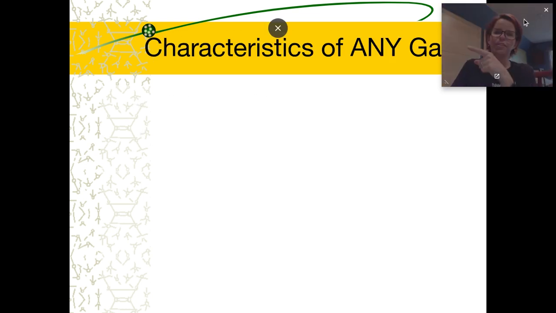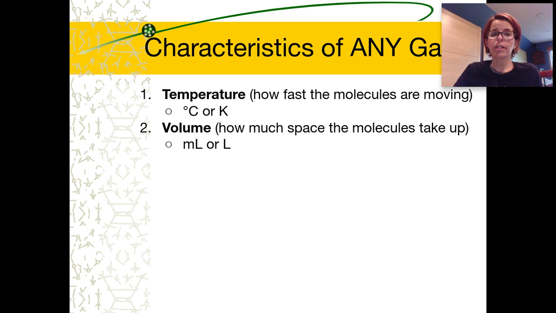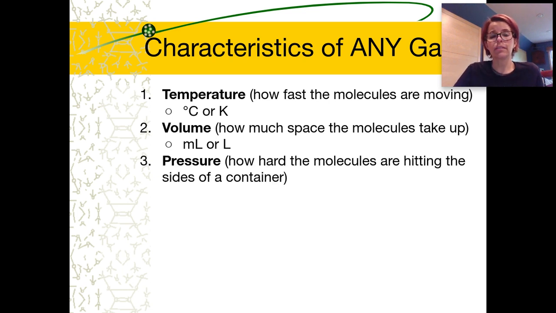So this says characteristics of any gas. Sorry that my picture is in the way. We've learned these characteristics of all gases. We've learned temperature, and we measure temperature in Celsius or Kelvin. For all of the gas laws, let's convert everything into Kelvin, which means adding 273.15 if you've measured in Celsius. Remember that Kelvin doesn't use degrees, so you don't say degrees Kelvin, you just say Kelvin. Volume, we're going to be measuring in milliliters or liters. In general, convert to liters if you have milliliters.